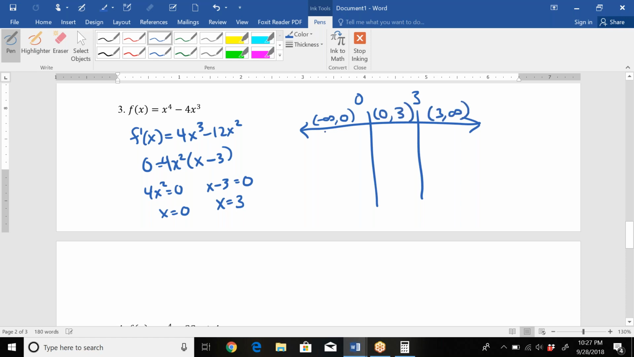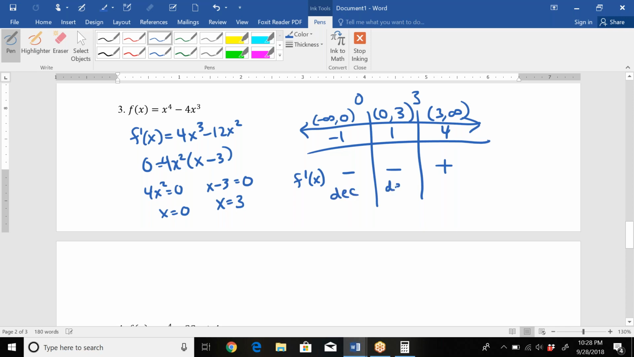We cannot use 0 as a test value this time since it's one of our interval endpoints. So we have to pick negative 1, 1, and 4. We're going to put those each into the f prime. You'll want to put them into the factored form for ease of evaluating, or actually this one's not too bad for the original. But negative 1 squared is positive. Negative 1 minus 3 is negative. So a positive times a negative is negative. 1 squared is positive, times the 4 is still going to be positive. 1 minus 3 is negative, so that's going to be a negative. 4 squared is 16, times 4 is still going to be positive. 4 minus 3 is positive. Positive times positive is positive.